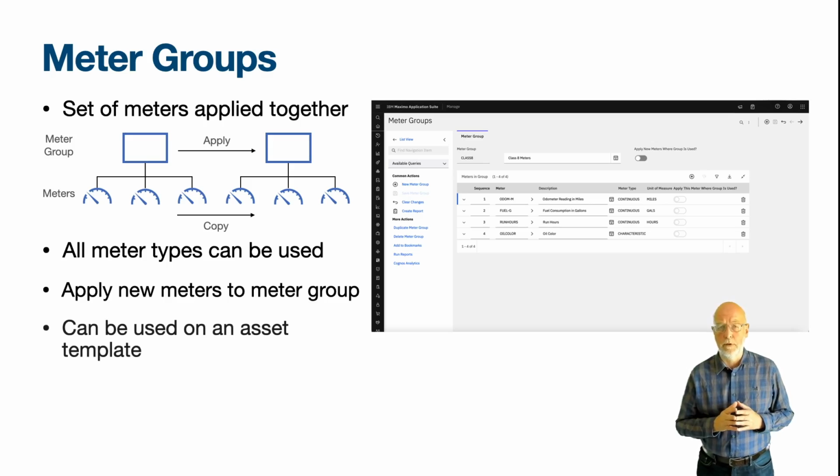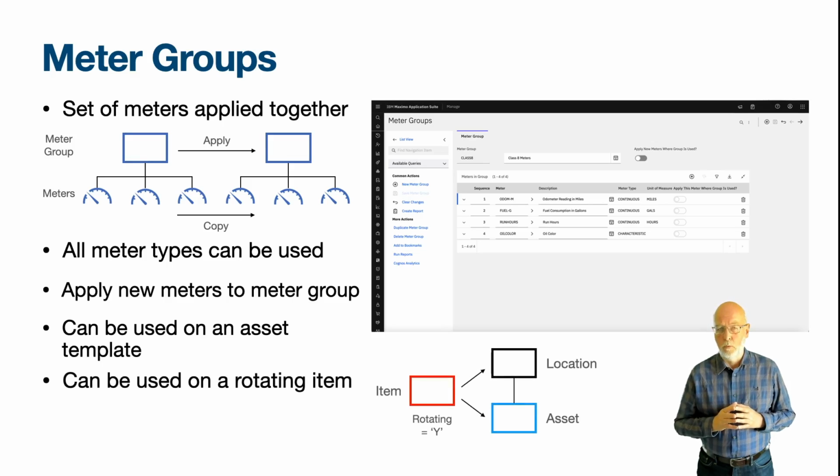Meter groups can be referenced on an asset template, and this adds the associated meters to the asset template. A meter group can also be referenced on an item or tool of type rotating. When an asset is created and references the item or tool, then the meter group is copied and the asset meters created for the set of meters in the meter group. The same process also applies to a location that references a rotating item.